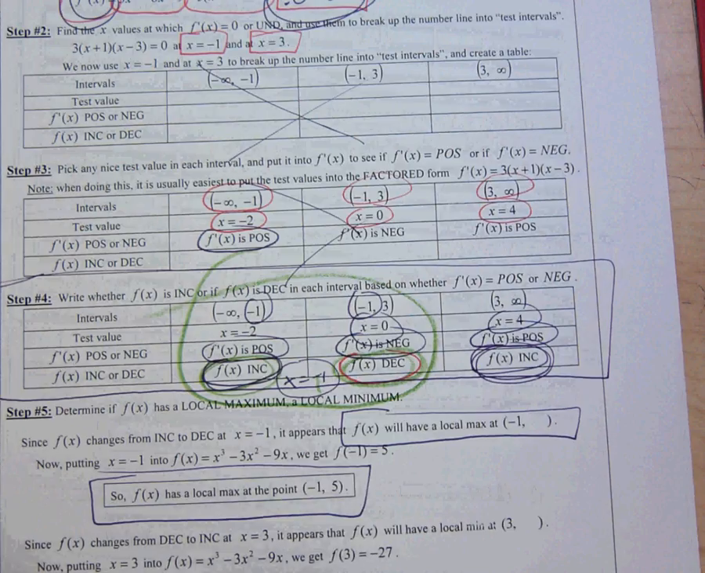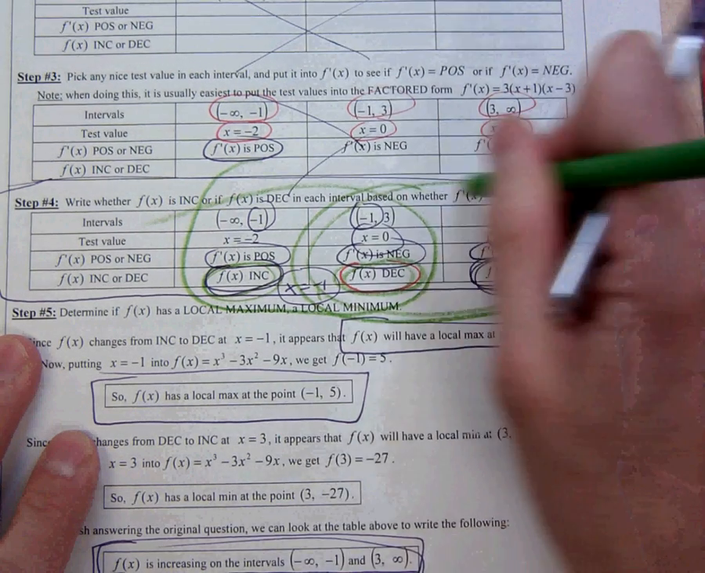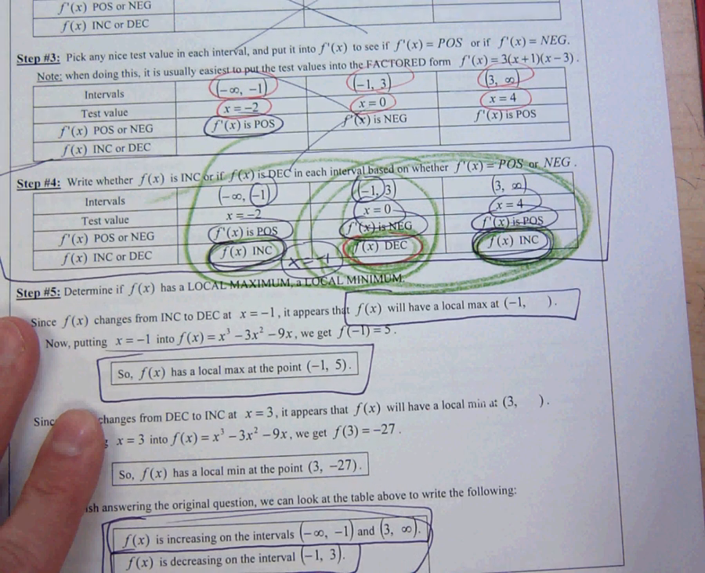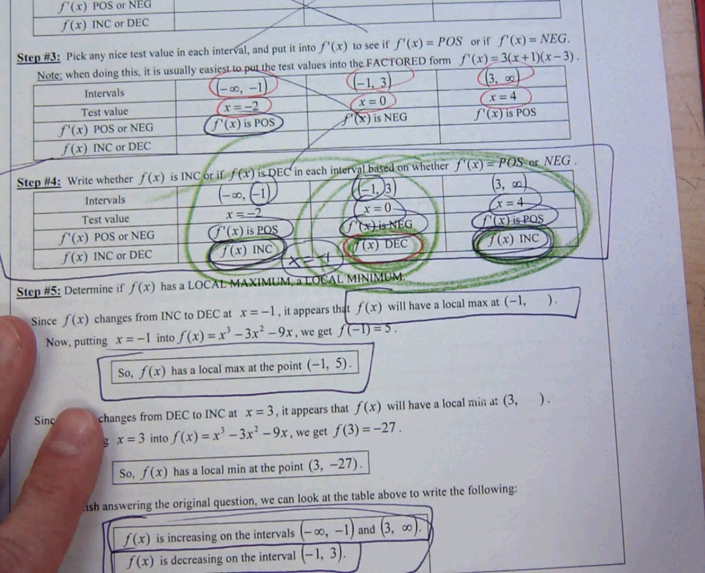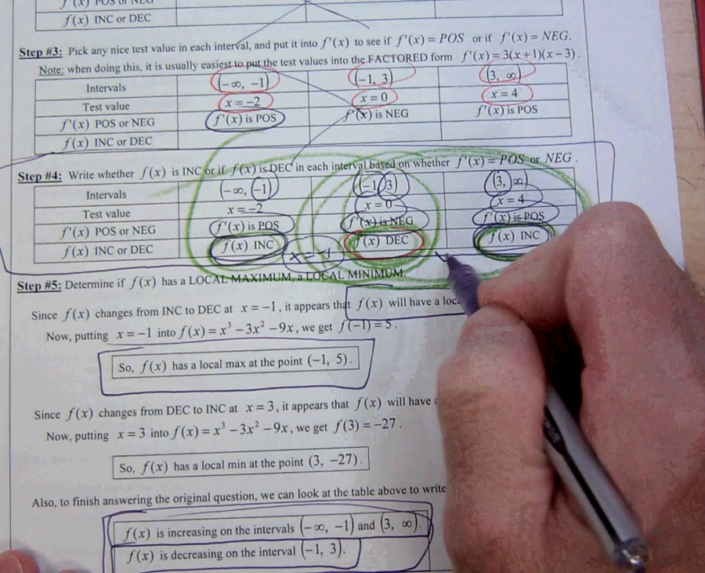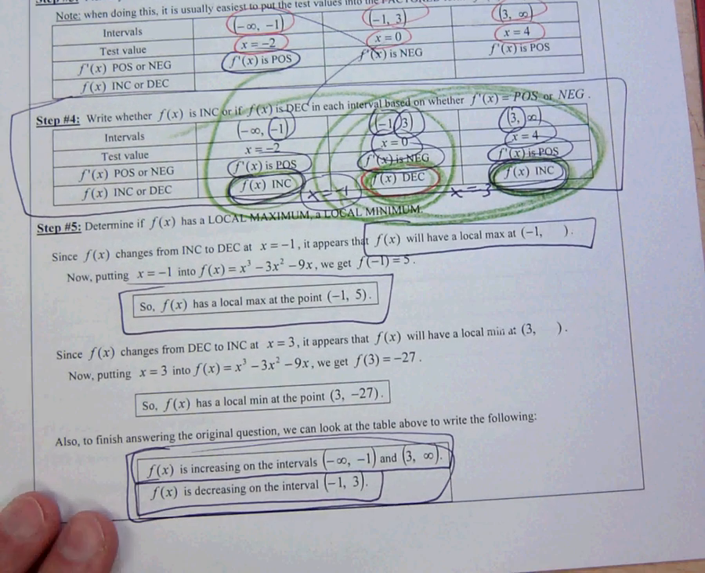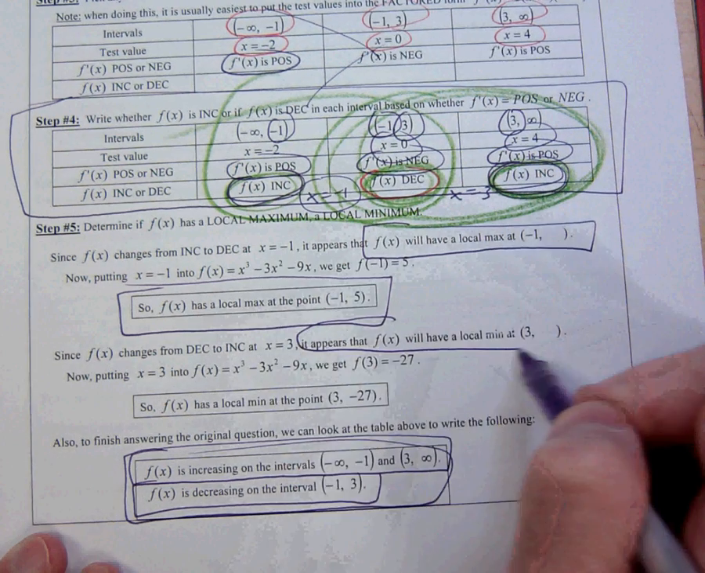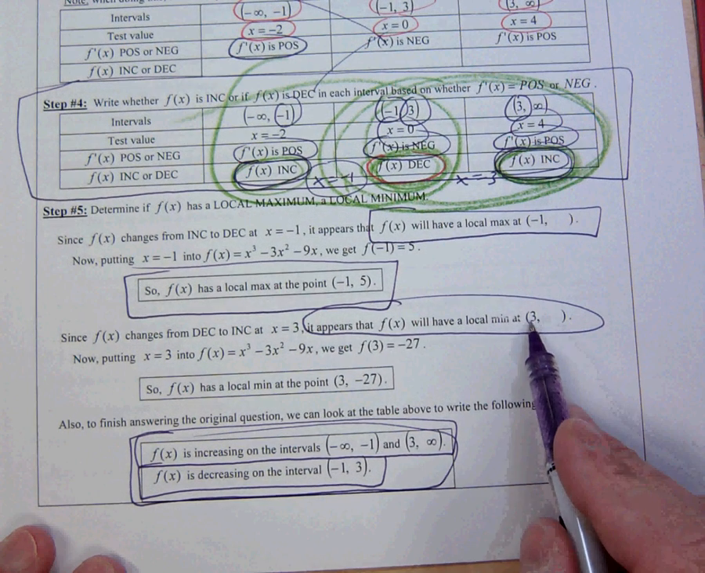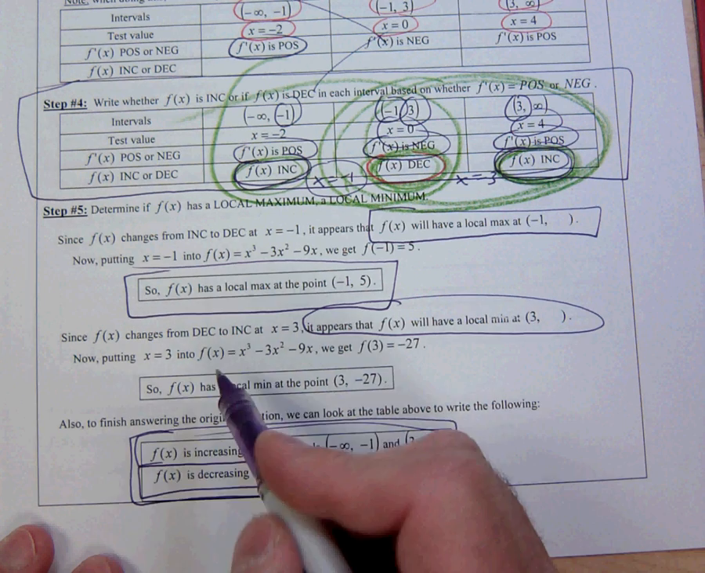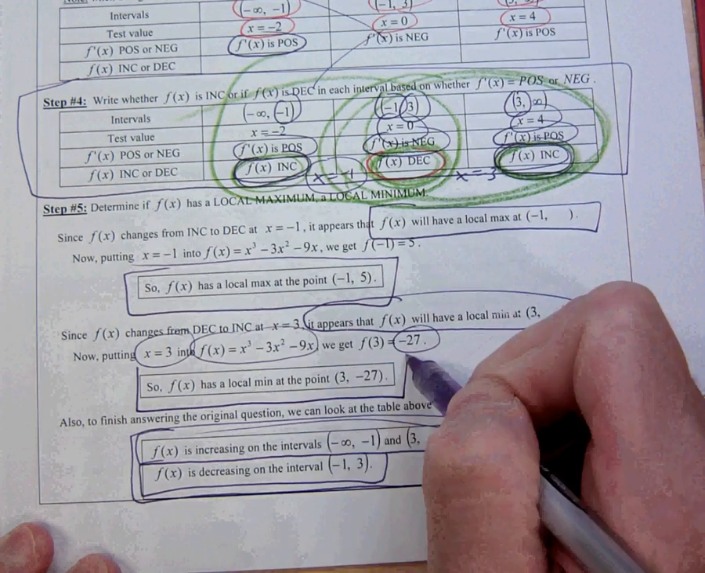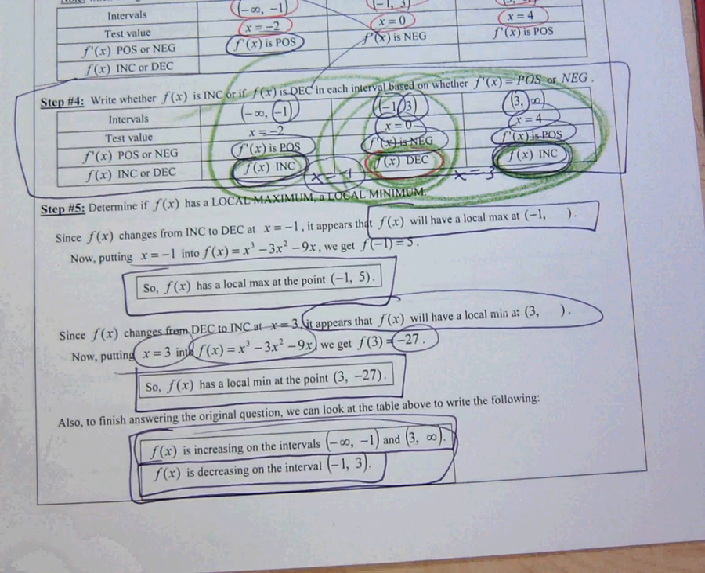Now, what's happening here, guys? Looks like f changes from decreasing to increasing, causing a valley or a local min at x equals 3. So it looks like f will have a local min at 3 comma something. And where do I get the y value from? Plug it into the original function. So if you plug 3 into the original function, what do you get? Negative 27. So f does have a local min at 3, negative 27.